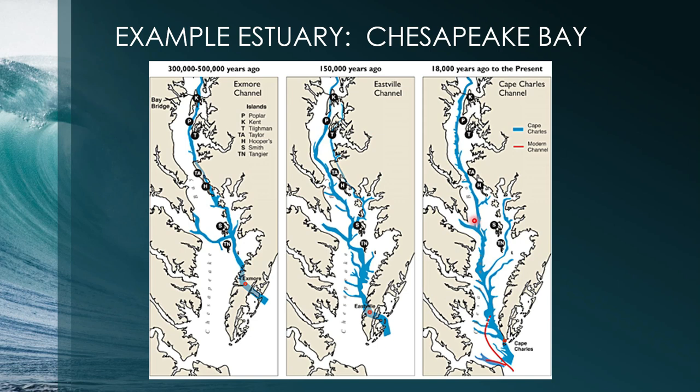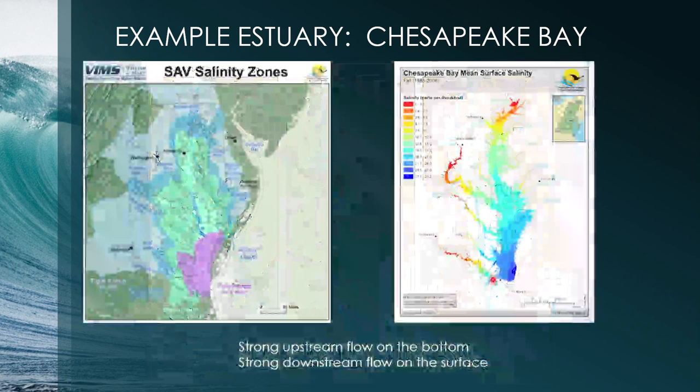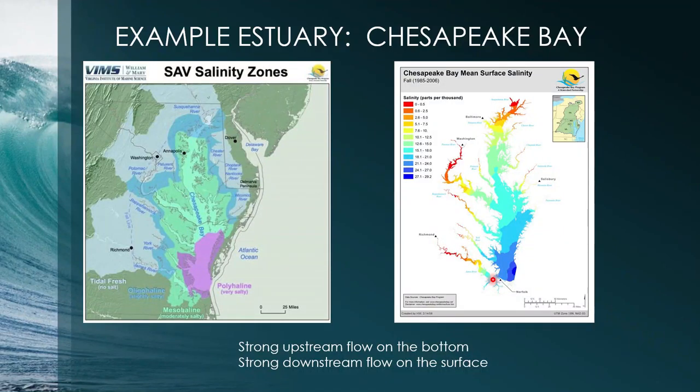So when our glaciers started to melt because our climate was warming and we had sea level rising, the sea level rose and filled this valley here. So this would have been a river valley. And it filled this up, and this is what we see now. So this is the current Chesapeake Bay. So this is an enormous part of our eastern coast.